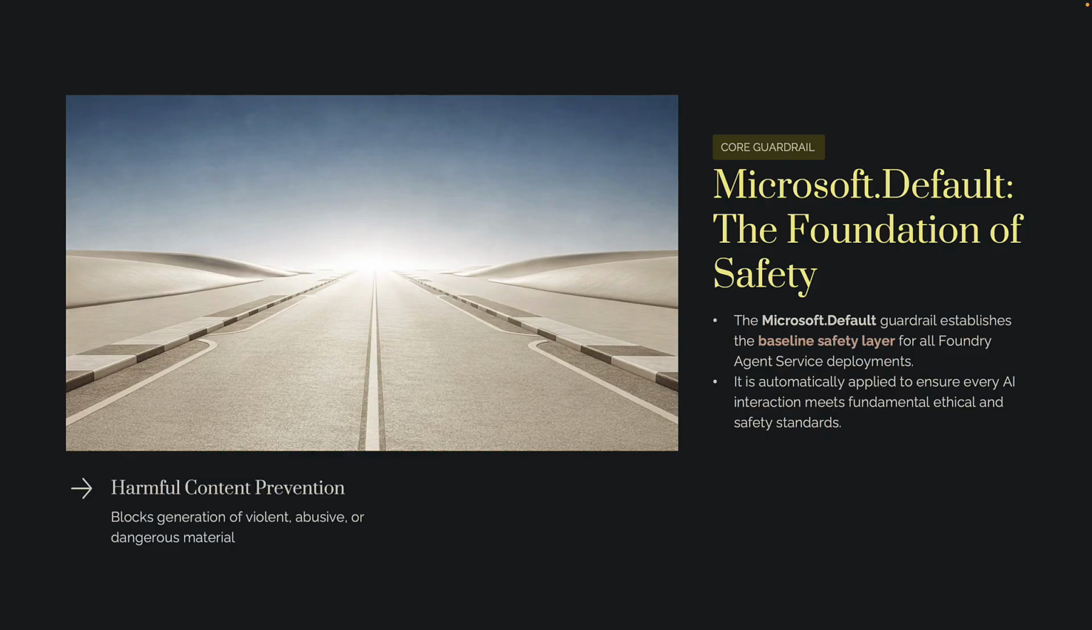And then the main things covered as part of this guardrail were, number one, harmful content prevention, right? Very important thing. It blocks the generation of violent, abusive, or dangerous material, as you can make out. It runs at multiple stages, like the user input layer, the output layer, or any tools or calls that you are making.